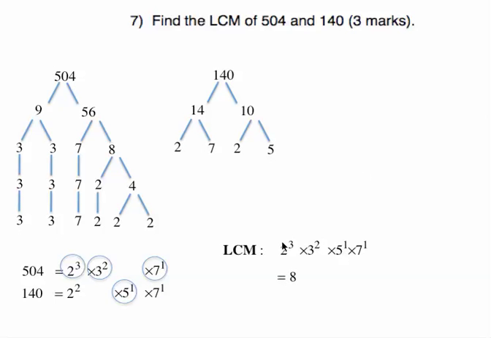And then that gives us 2 to the 3 is 8, 3 to the 2 is 9, 5 to the 1 is 5, and 7 to the 1 is 7. So multiply all those out. 9 times 7 is 63, 8 times 5 is 40, 40 times 63 is, I have no idea, 2,520. After that, it's calculator work, because those are pretty big numbers.